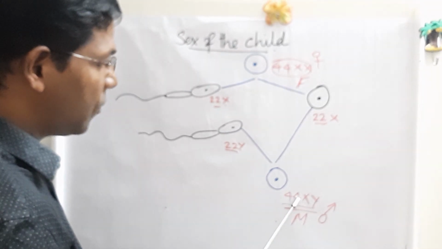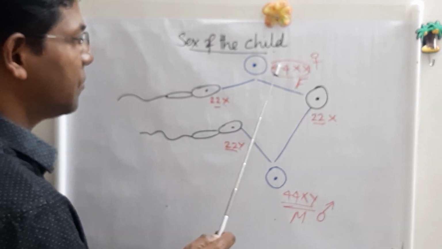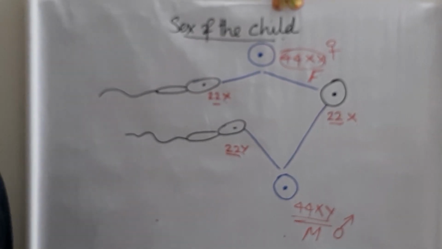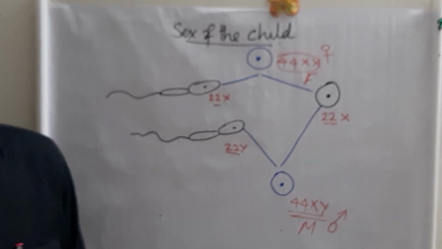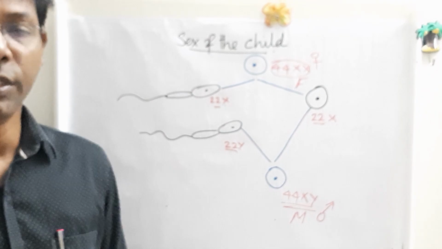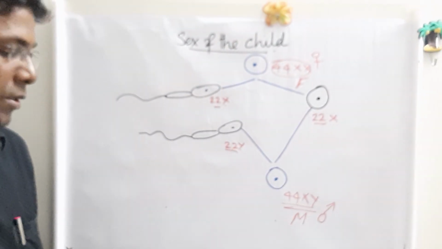XY 44, 45, 46. Here also XX 44, 45, 46. A female child. More about sex determination and the phenomena associated with it, we will learn in detail in chapter 5, Principles of Inheritance.